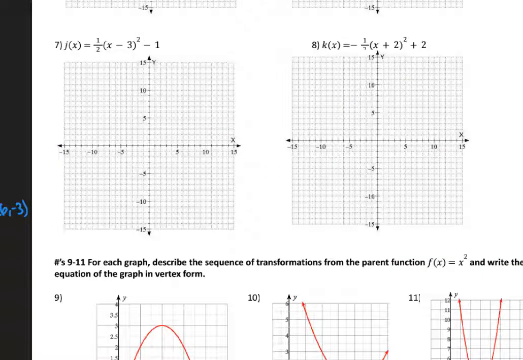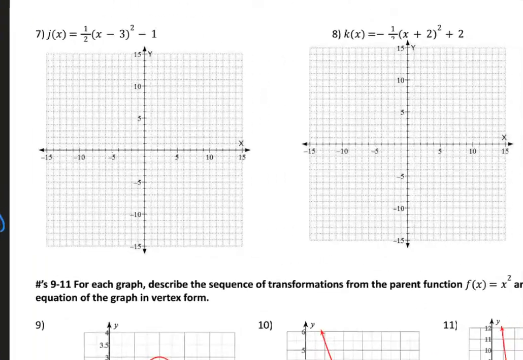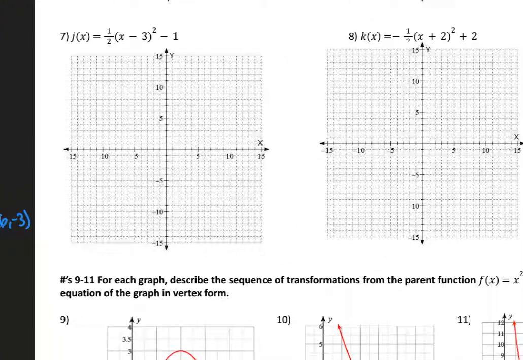All right, so now taking a look at number 7. First, we're going to identify A, H, and K. So A is 1/2. H is going to be positive 3. And K is negative 1.